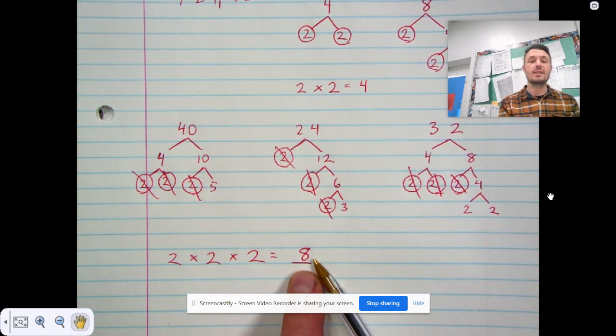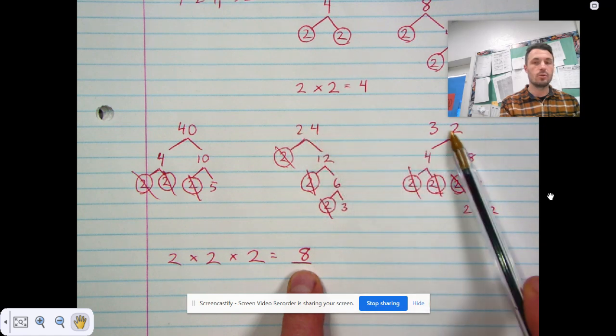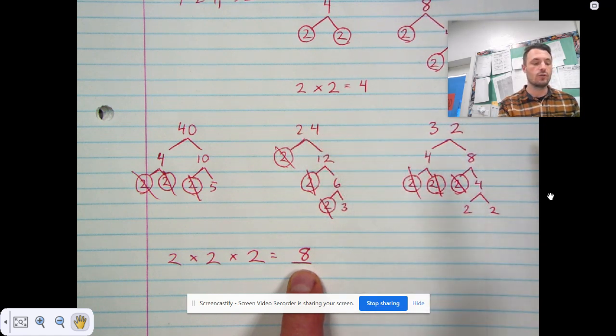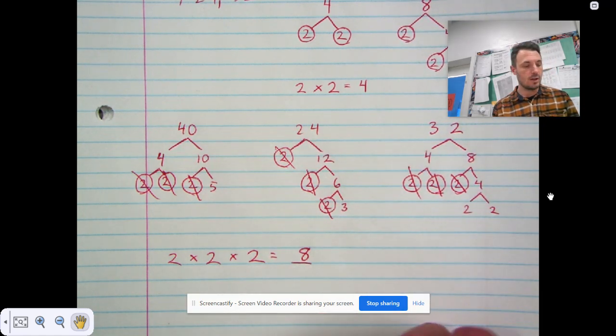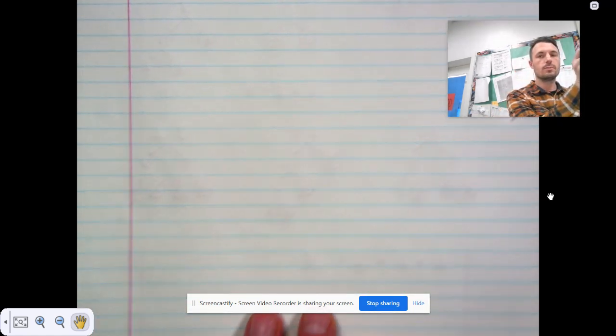That means it's the largest number that can be used as a factor to get these 3 numbers. It's the largest number that's a factor for all 3 of these numbers. Let's do another example together. I'm going to go ahead and turn it over.